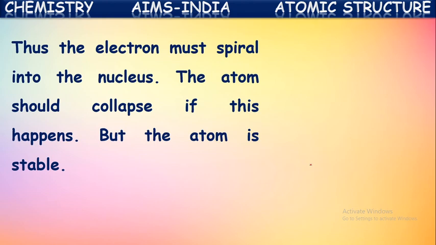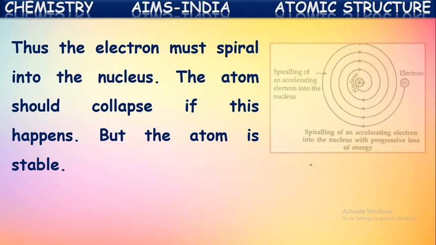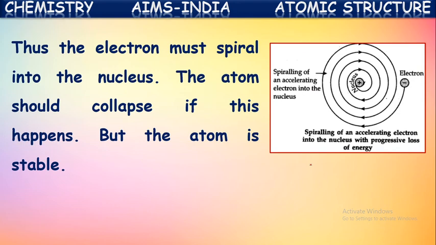Thus, the electron must spiral into the nucleus. The atom should collapse. As it loses its energy continuously, it will be pulled by the nucleus with greater force, and slowly it will spiral into the nucleus. At a certain time, it will lose its complete energy and fall into the nucleus. When electrons fall into the nucleus, they will combine with the positive charge present there, so the atom should collapse.